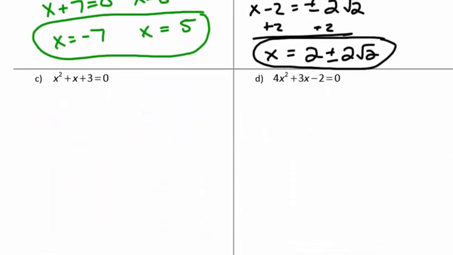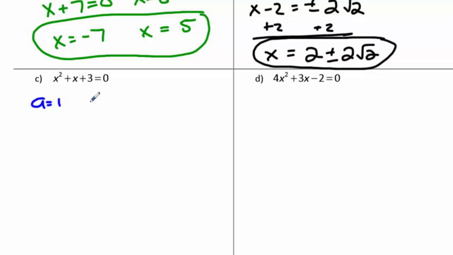Okay, part C. So this is not factorable because all things that go into 3 are 3 and 1. 3 and 1 add to 4. They don't add to 1. So since it's not factorable and I don't have a perfect square only because there's another x here, the only method I can choose is the quadratic formula.